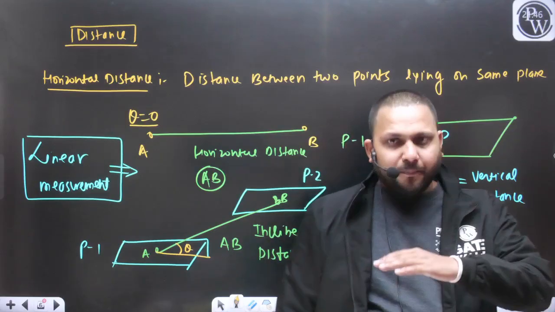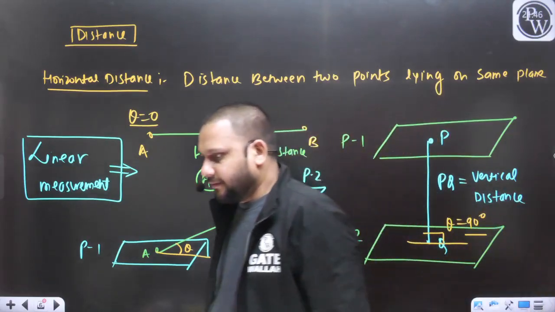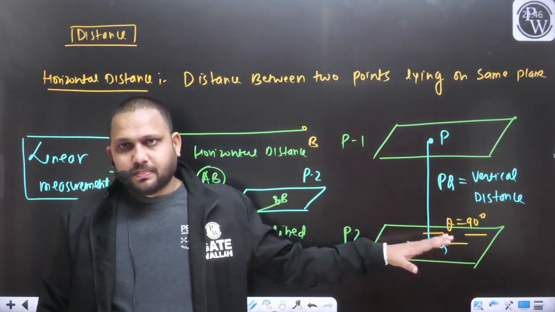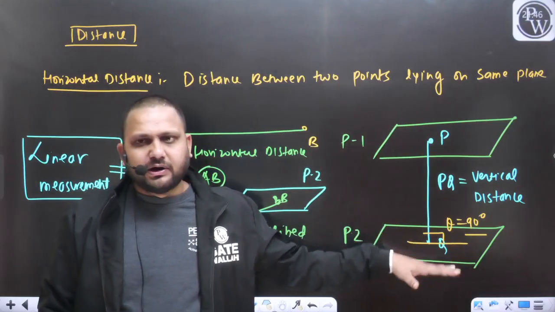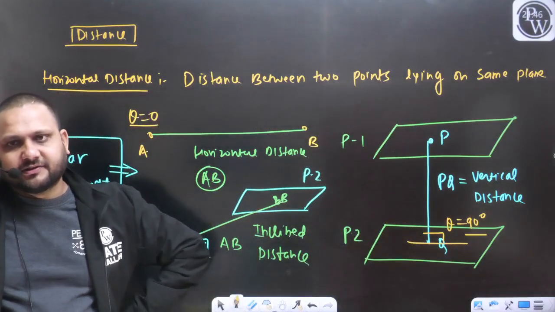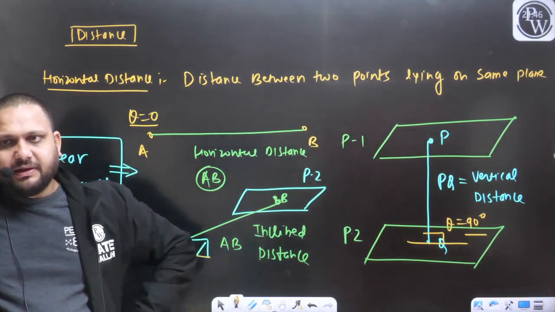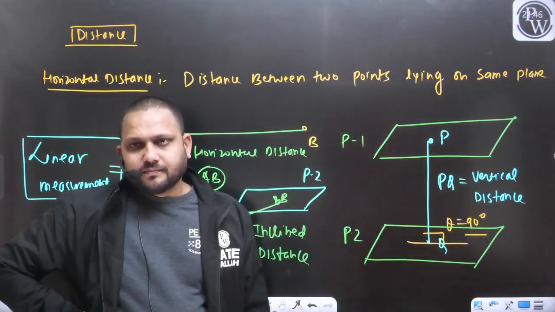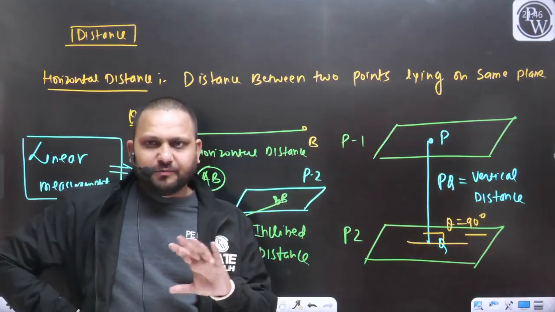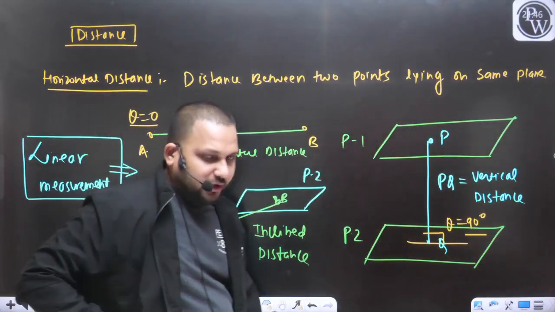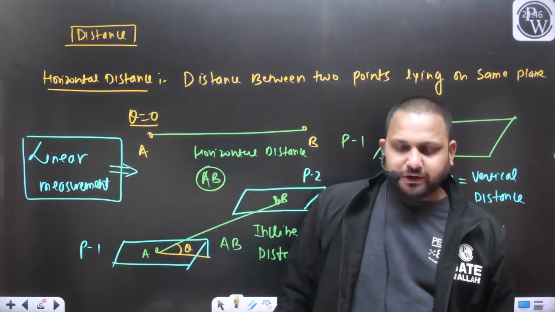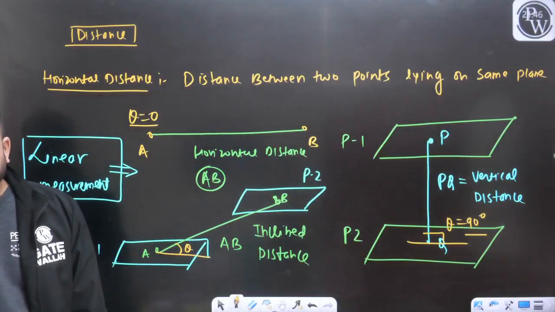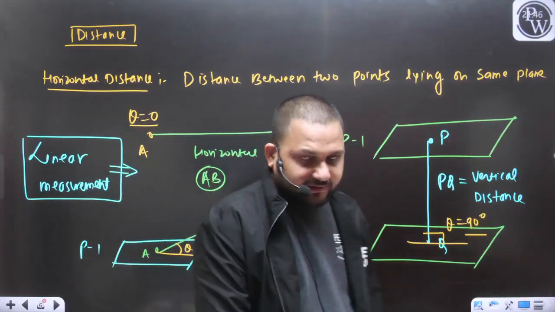If the slope is 90 degrees, we are measuring the distance perpendicular to the plane. It is going to be the vertical distance. If we are measuring the distance in the plane, this is going to be the horizontal distance. And if theta varies from 0 to 90 degrees, this is going to be the inclined distance. Can we say like this?